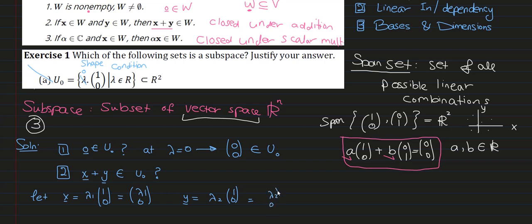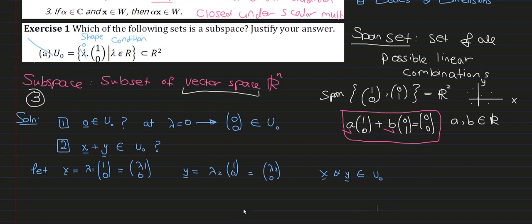So it will be lambda 2 and 0. These X and Y both belong to U node. And when I say that X belongs to U node, it means that X has the shape of the vectors in U node, and also the condition is applied. So it means that lambda 1 belongs to the set of all real numbers. The same implies for Y.